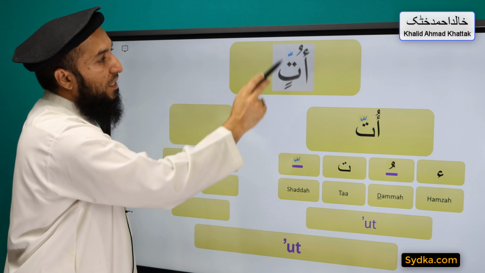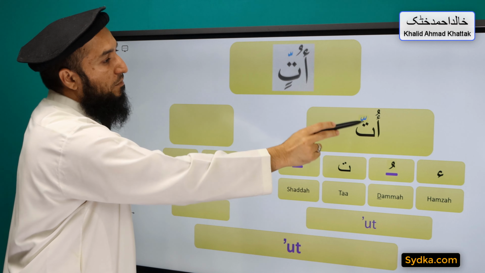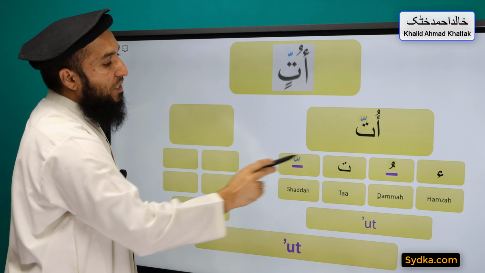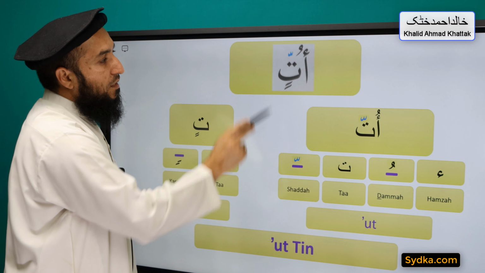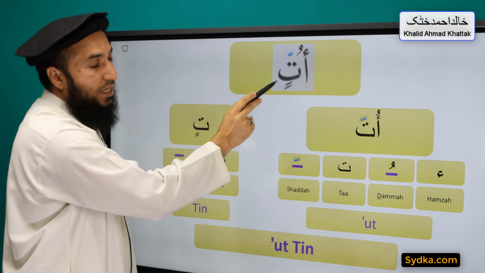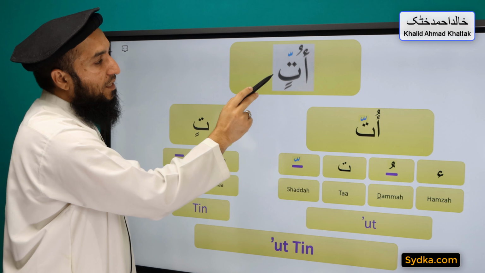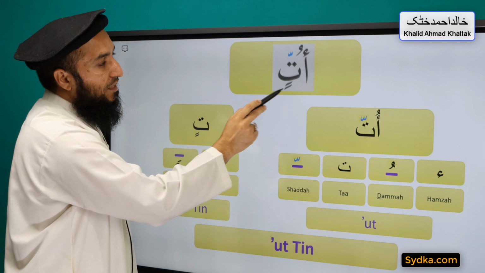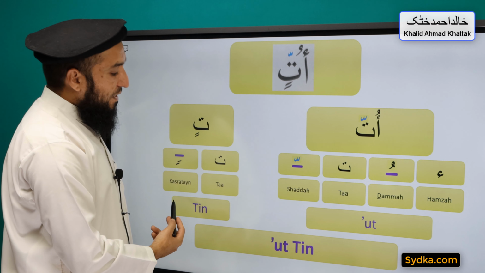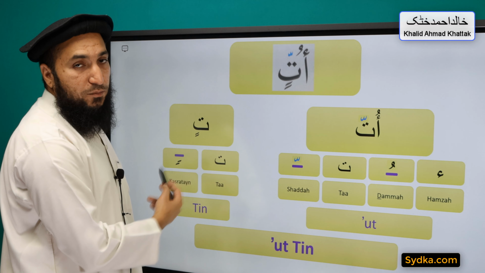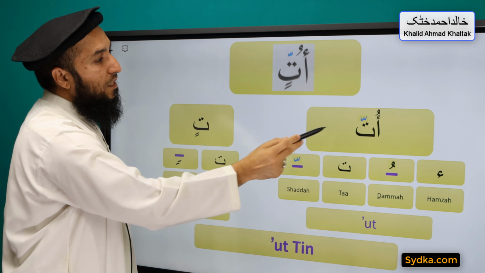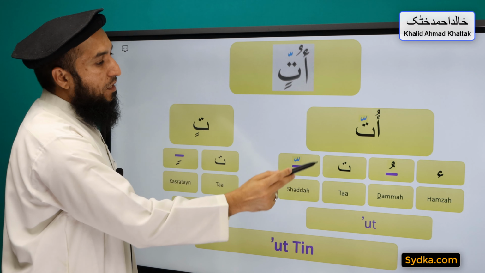Hamza Dhamma Ta Shadda, Ut. The second syllable we have is Ta Kasratain, Tin. Ta is a light letter. It has kasratain underneath. Ta kasratain, tin. Combining both syllables together, we have Uttin.